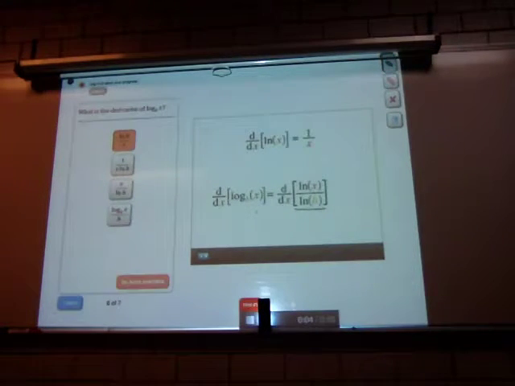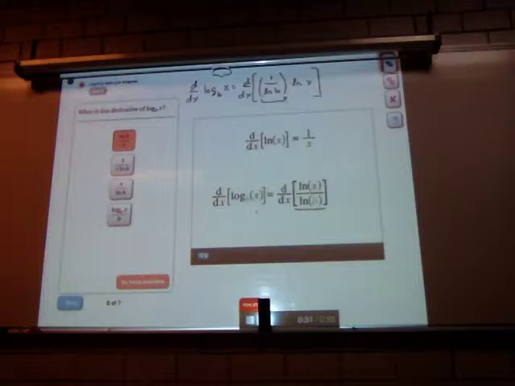In this expression, 1 over ln of b is just a constant. It doesn't depend on x. So the derivative of the log base b of x can be written as the derivative of 1 over the ln of b times the ln of x. This is a constant, so we can pull it in front of the derivative, and then we're left with 1 over the ln of b times the derivative of the ln of x. You know what the derivative of ln of x is, so you can plug that in to get the answer.